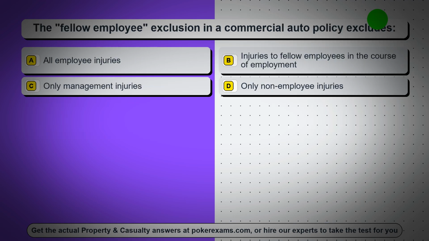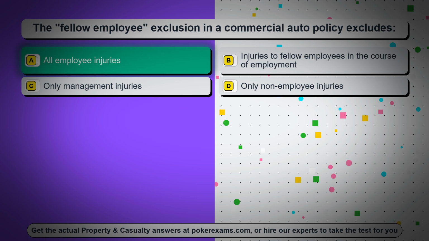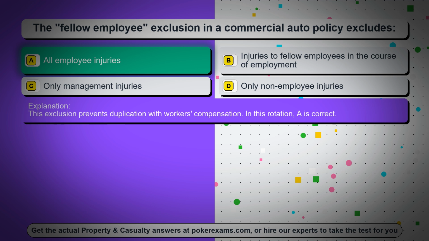Question 85. The fellow employee exclusion in a commercial auto policy excludes: option A, all employee injuries; option B, injuries to fellow employees in the course of employment; option C, only management injuries; option D, only non-employee injuries. The correct answer is option A, all employee injuries. This exclusion prevents duplication with workers' compensation. In this rotation, A is correct.